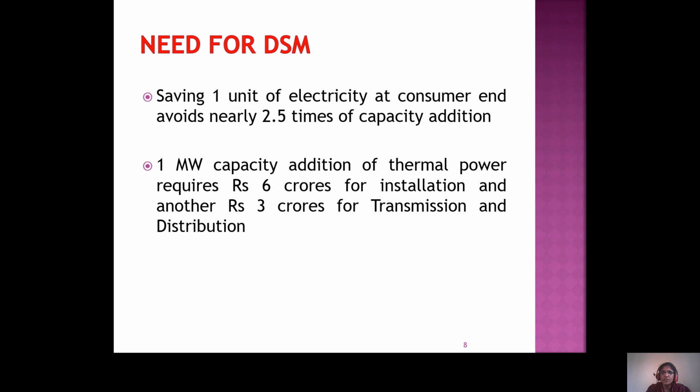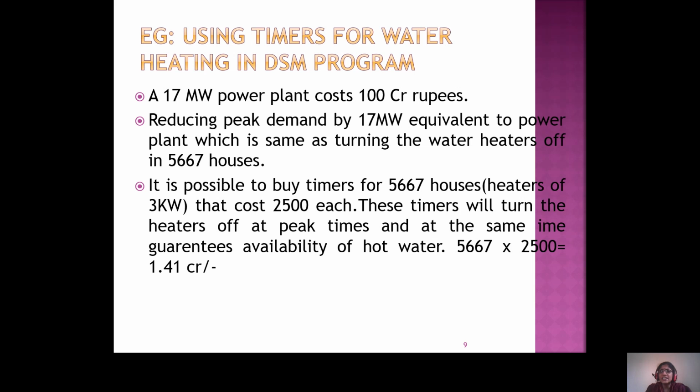For example, consider using timers for water heating in a DSM program, that is, a demand side management program. A 17 megawatt power plant costs 100 crore rupees. Reducing peak demand by 17 megawatt, equivalent to the power plant, is the same as turning the water heaters off in 5,667 houses.